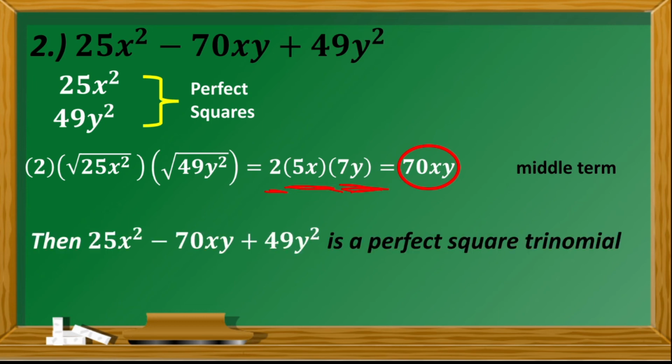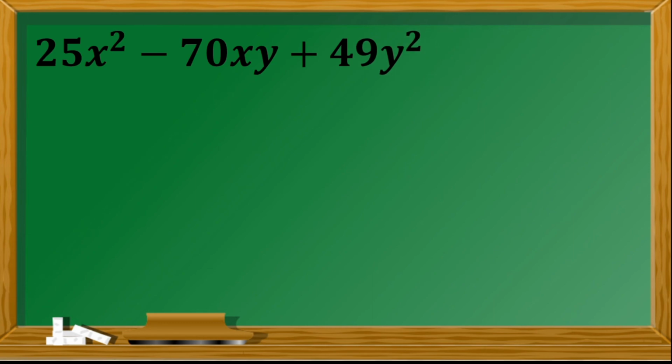Then, yung 25x squared minus 70xy plus 49y squared is a perfect square trinomial dahil kapag kinuha natin yung square root ng two terms and then minultiply natin and dinoble or minultiply again sa 2, makukuha natin is yung middle term. Now, pwede na natin siyang i-factor. So, factor natin si 25x squared minus 70xy plus 49y squared.